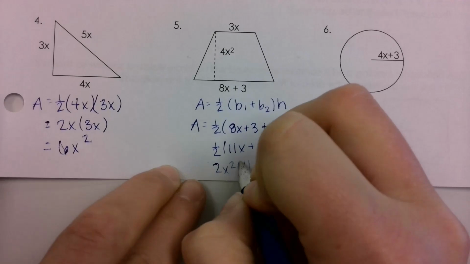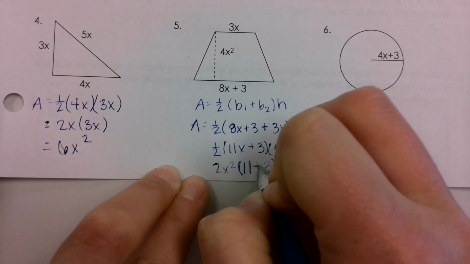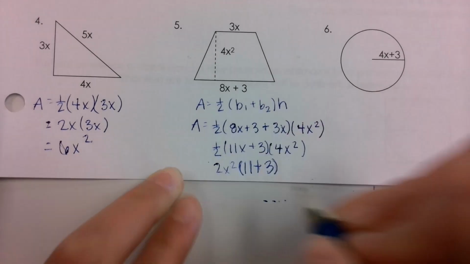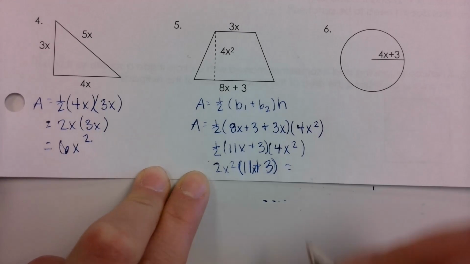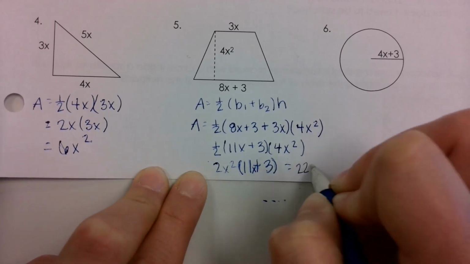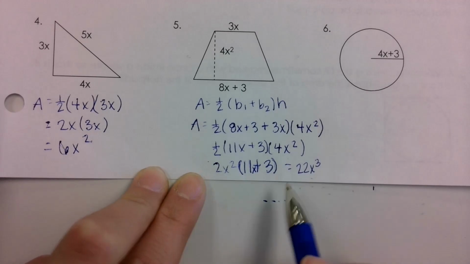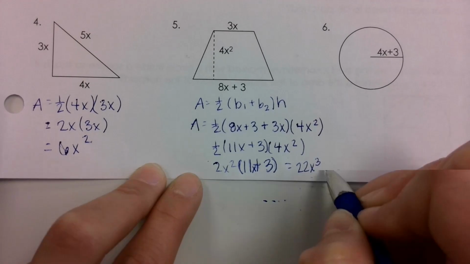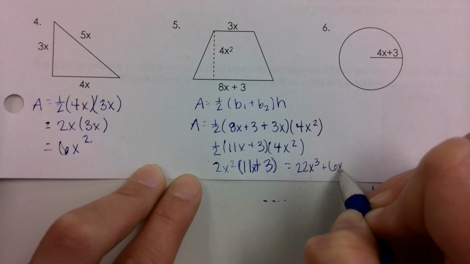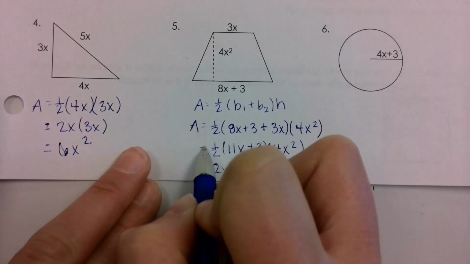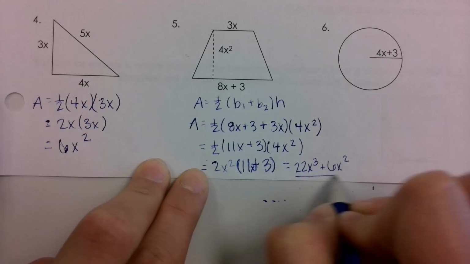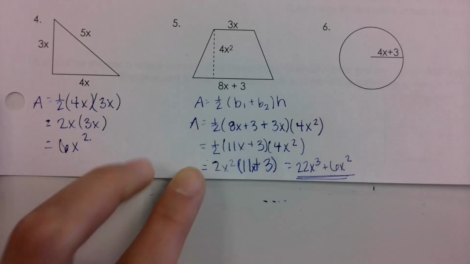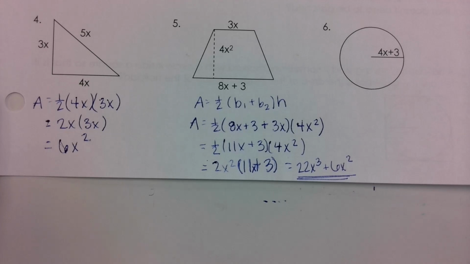So then what's our last step from there? Distribute. So what is 2x squared times 11x? 22x cubed, and then 2x squared times 3? 6x squared. Is that all right? So that's our final answer there. Questions on that one? That one was kind of long, but it wasn't too hard, right?